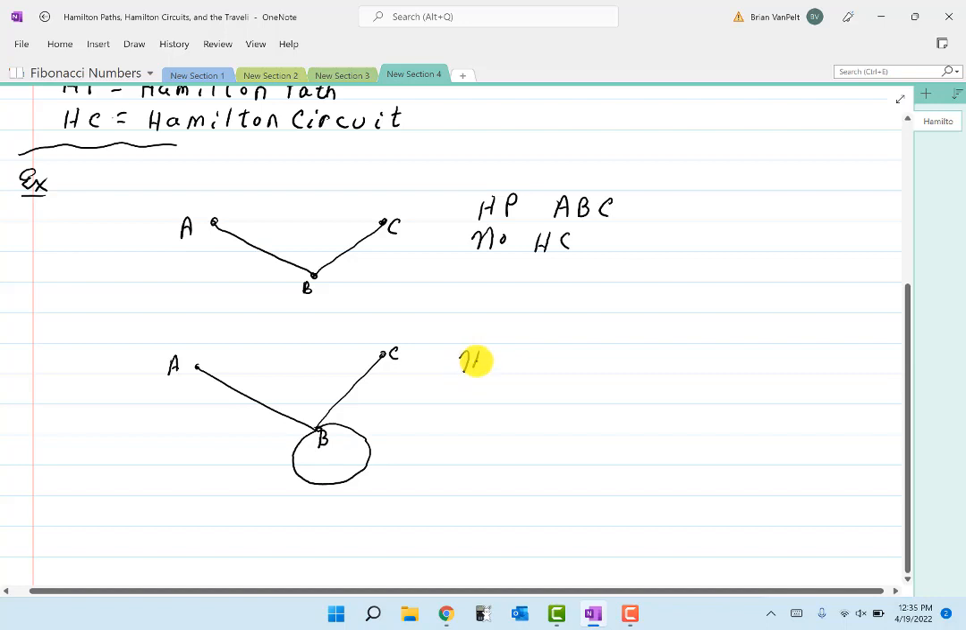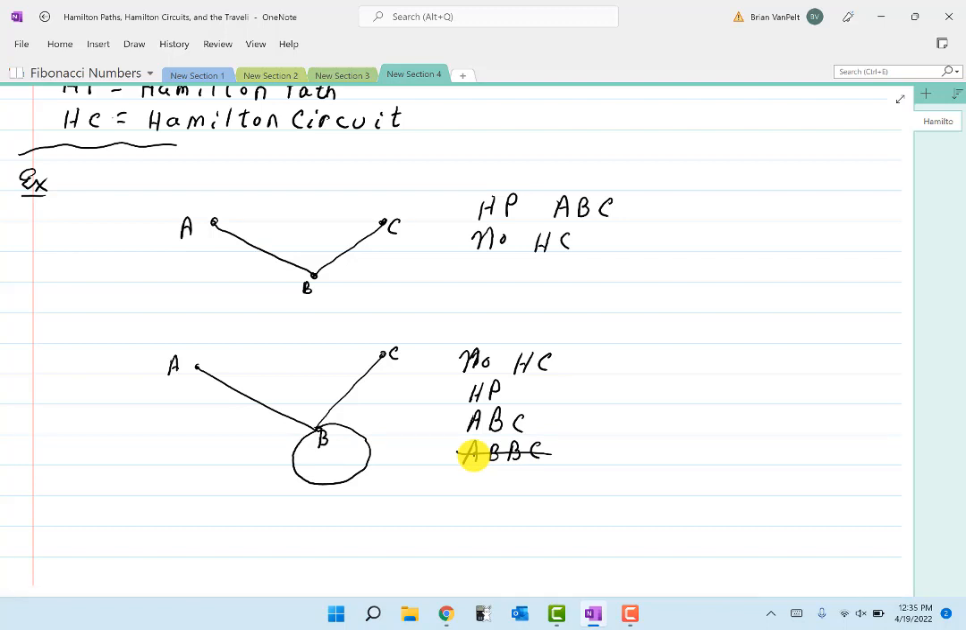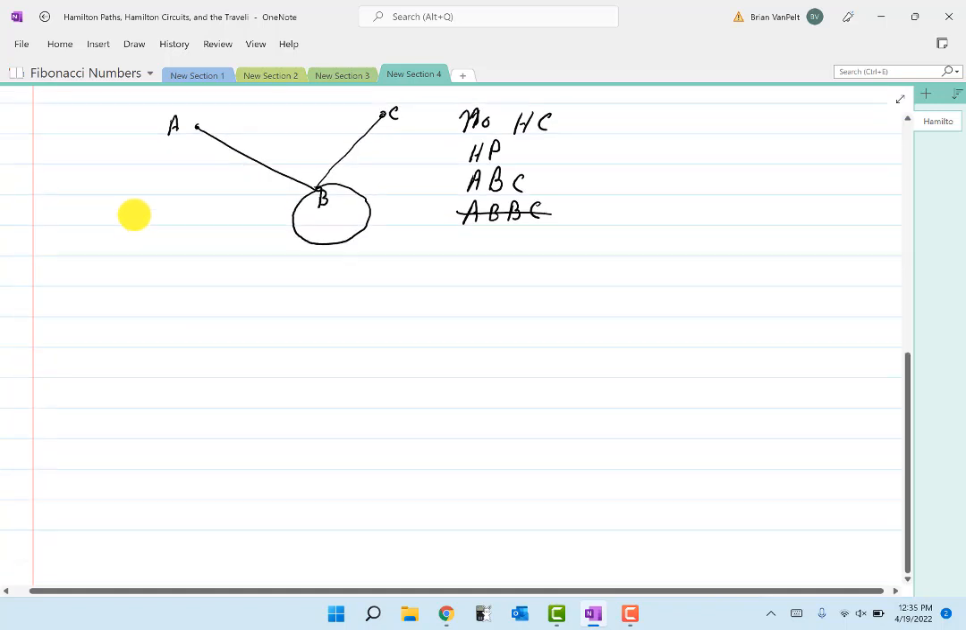Still, we have no Hamilton circuit. But we do have a Hamilton path, and there's several ways that you can do it. You can do A, B, C, just like that. That's one way. Or you could reverse it. You cannot do A, B, B, C, because the B would have been visited twice. Now, it's sort of weird. A Hamilton circuit, you do begin and end at the same spot, but I guess we don't count that as a vertex that is visited twice.